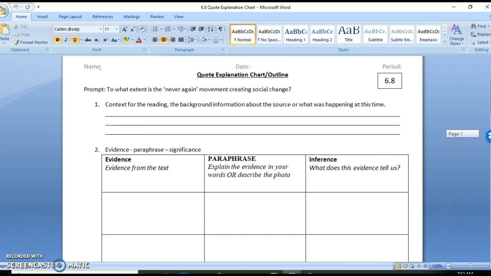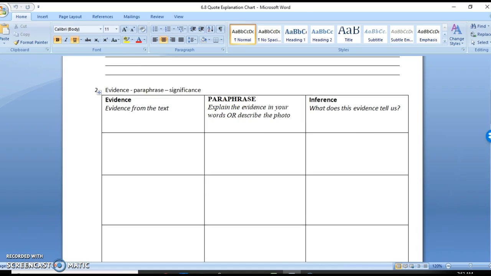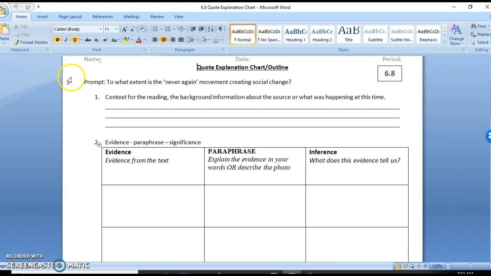Once you complete that, you are going to then select your evidence that's going to help answer the question. So you're going to look back at the prompt and determine what pieces of evidence from the text help you answer this prompt. In this case, you're going to want to look back to 6.7 and 6.6 if you have it in order to answer that question. The information from those two handouts will be very helpful.